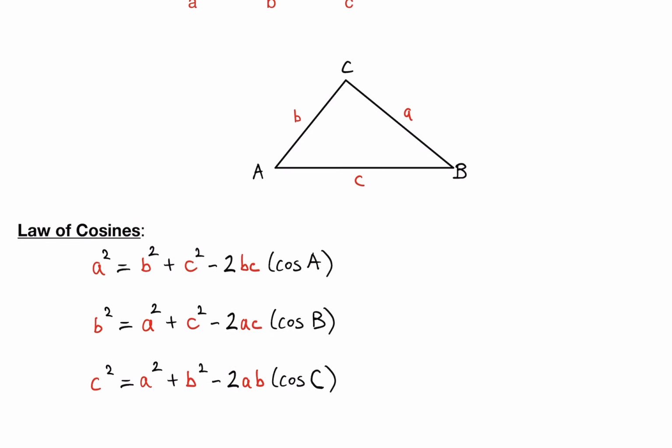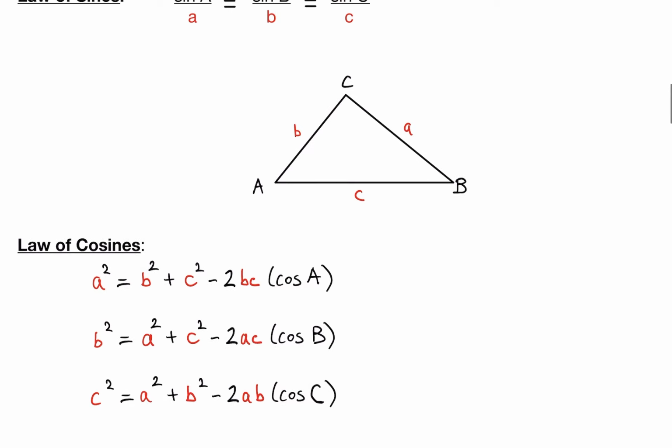Now, these other equations are just variations for different angles. If we're looking at this angle and these two sides, then this squared is going to be equal to this squared plus that squared minus 2 times this times cosine of B. And the last one is the same thing, but now we're looking at angle C and these two sides. So this side squared is equal to this side squared plus that side squared minus 2 times this times cosine C. Those are essentially the law of sines and law of cosines.